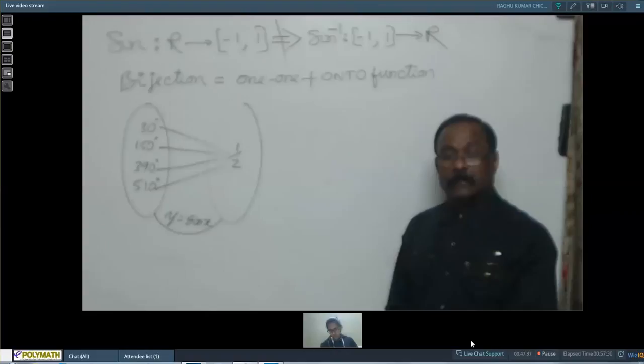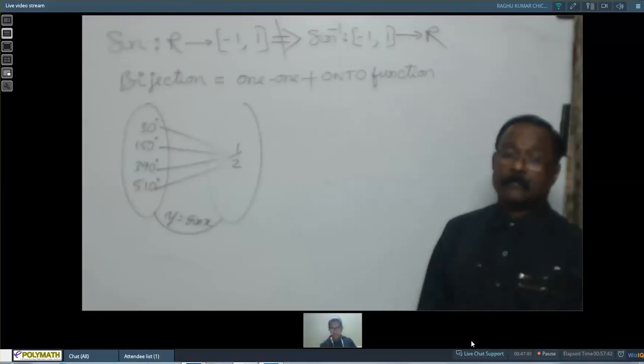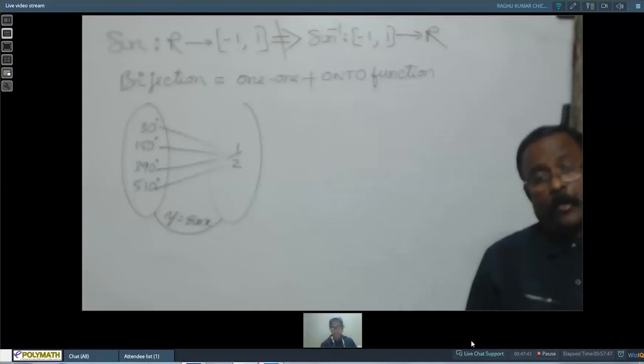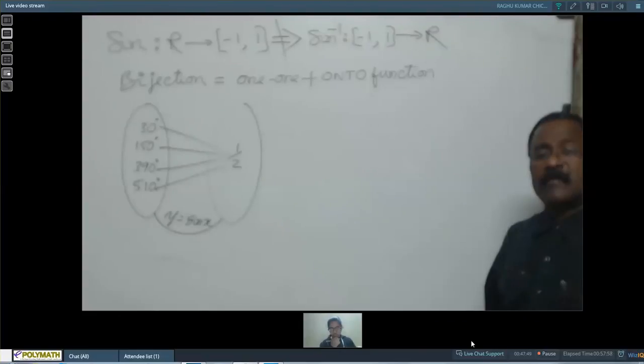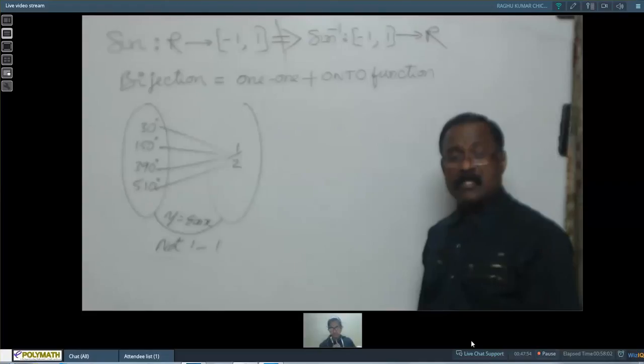So here, whether it's a domain, one element has more than one image. So it's not a function. So it has no inverse. No, all the elements have the same image. It is not a one-one function. First of all, you tell me whether it is a one-one function or not. No, sir, it's not a one-one function because they have the same image. Not a one-one function. Understand that?